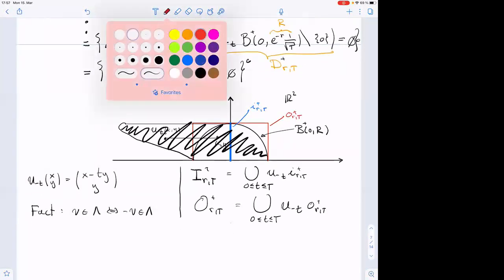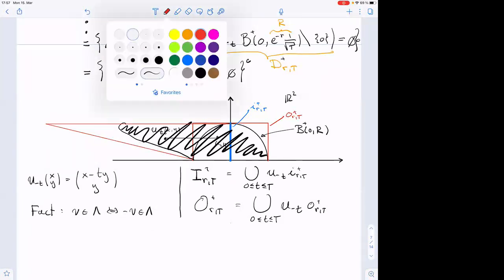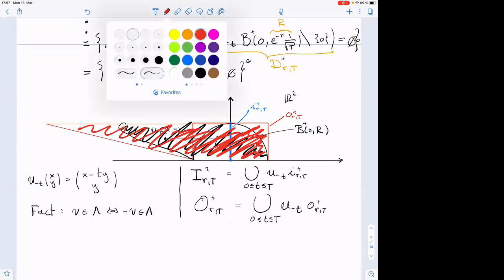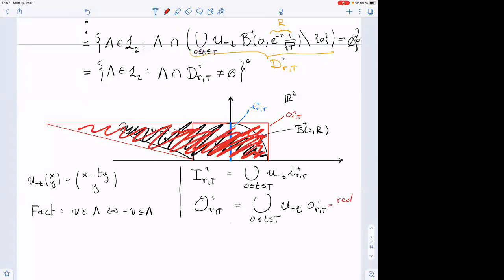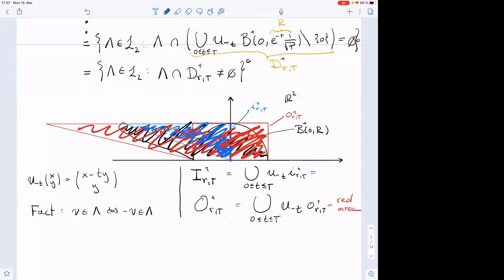Okay, and in the picture, when one looks at it, we can see that the capital ORT will end up looking something like this. Everything here in red belongs to capital ORT, so this is the red area. And we can do the same with the blue one here. That will look roughly like this. So everything blue will be the capital IRT plus, so the blue area.